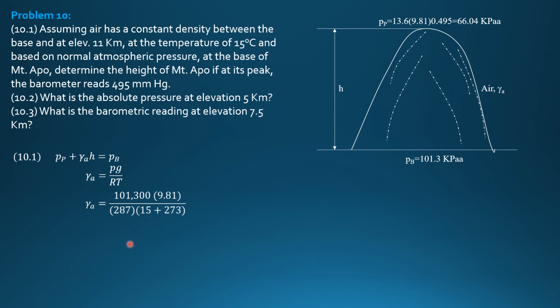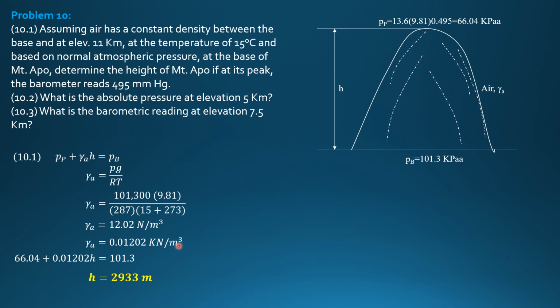in degrees Celsius plus 273. Specific weight of air therefore is 12.02 newtons per cubic meter or 0.01202 kilonewton per cubic meter. We use it here so that it will be consistent because these are in kilopascals absolute. So substitute: 66.04 plus 0.01202 times H equals 101.3. Then we can now compute the height of Mount Apo, which is 2,933 meters.